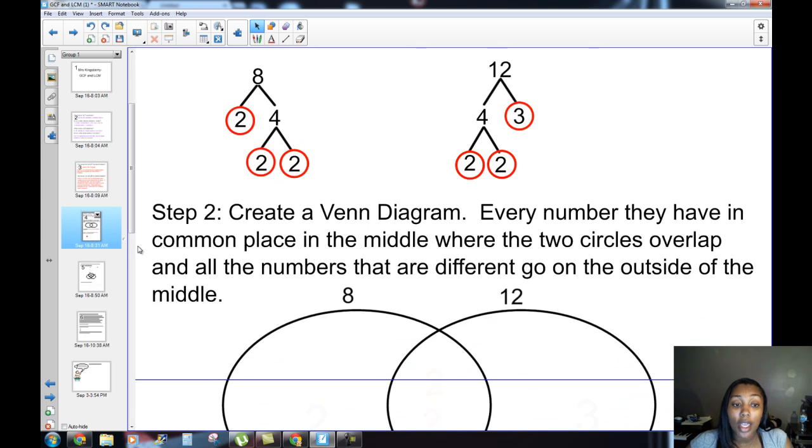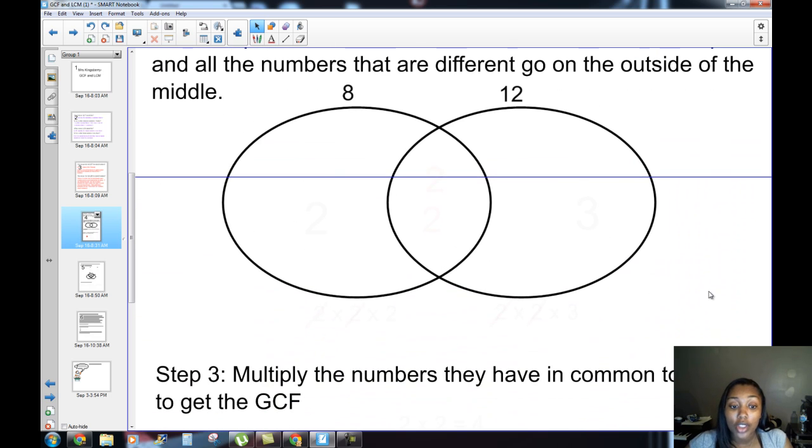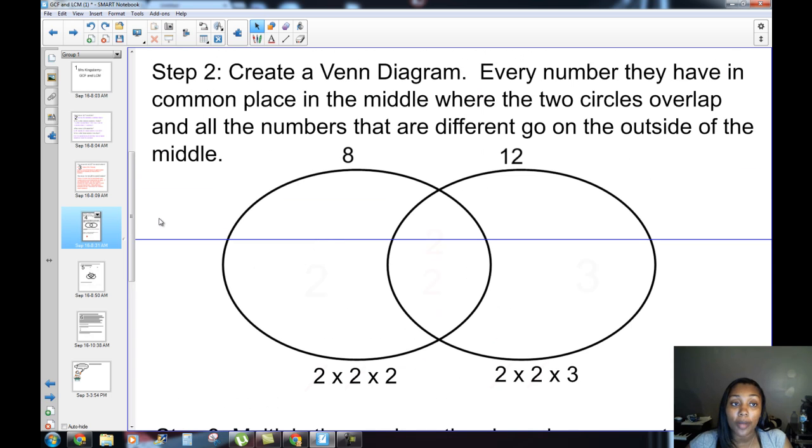So then the second step is to actually use what you did in the factor tree to create a Venn diagram. So then the numbers that I circled here, I'm actually going to put down here at the bottom of my Venn diagram. So I know that the prime factorization of 8 is 2 times 2 times 2, and then the prime factorization of 12 is 2 times 2 times 3. And when you create the Venn diagram, every number that they have in common, you're going to place in the middle where the 2 circles overlap, and all the numbers that are different go on the outside.